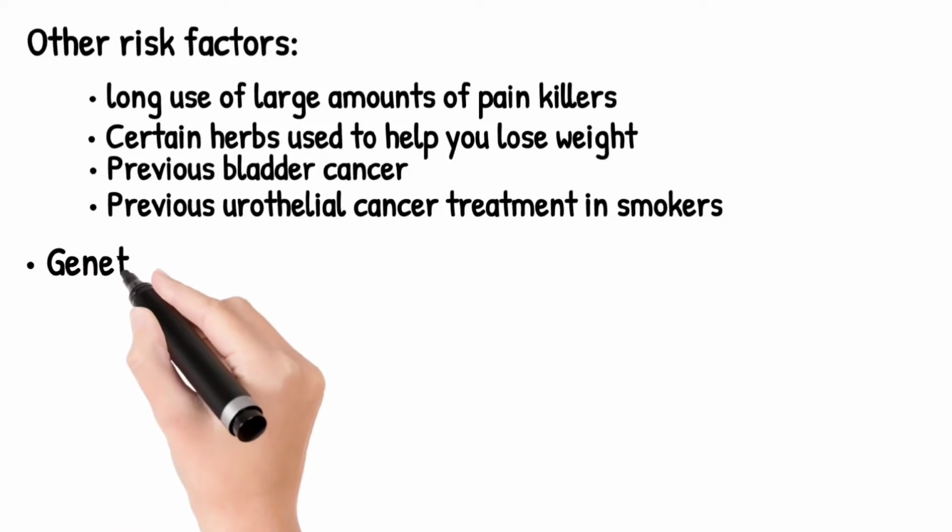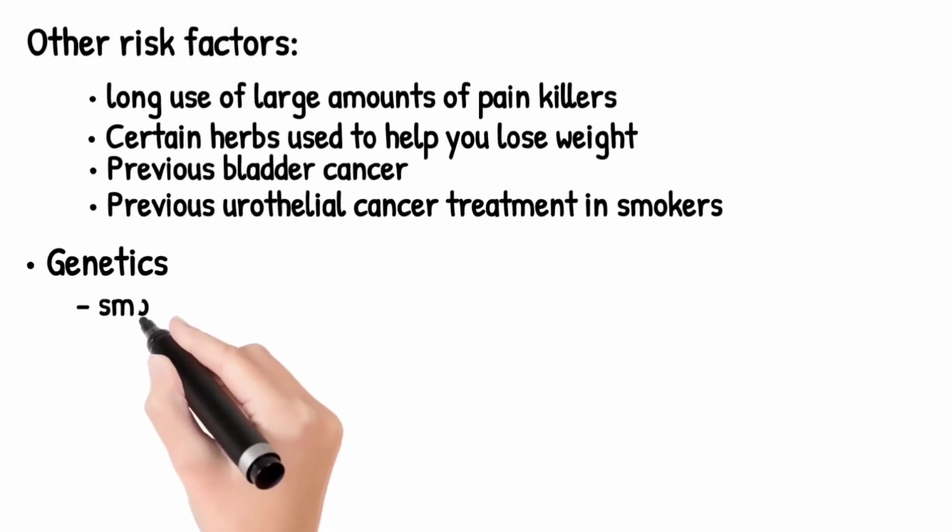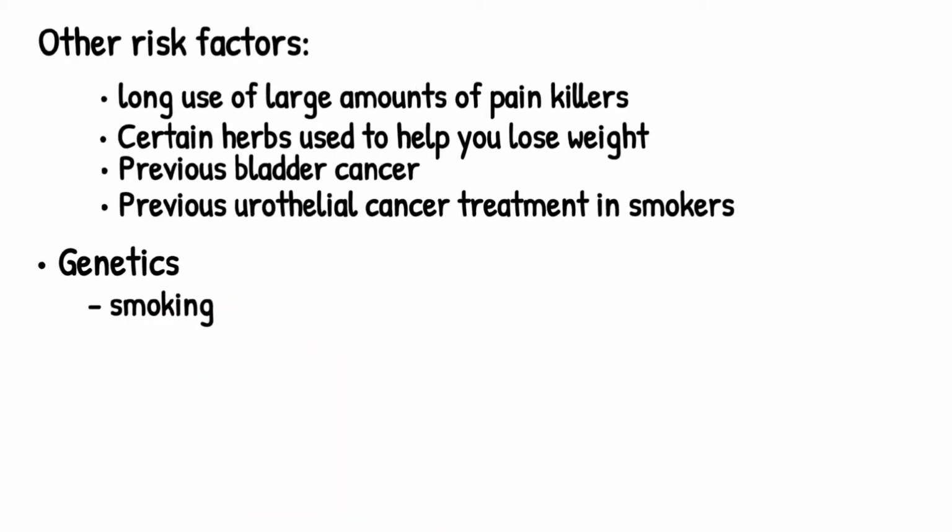For the last risk factor, which is genetics, there isn't a lot of proof connecting upper urinary tract cancers to family history. However, in a small number of cases, there are clear genetic factors. So if you have urothelial cancer, your family members could be at higher risk. Family members should avoid the risks such as smoking.